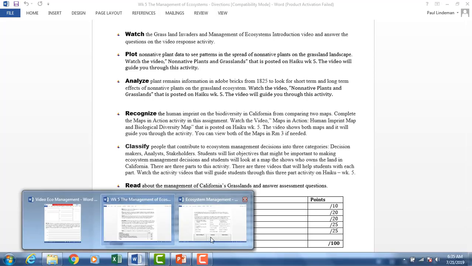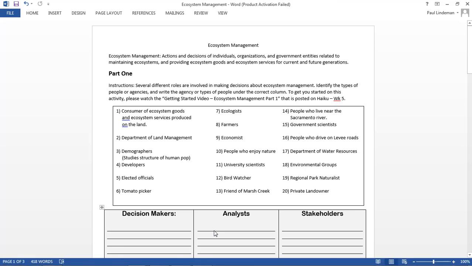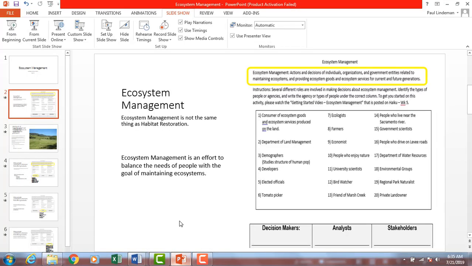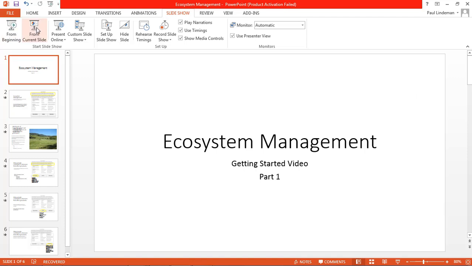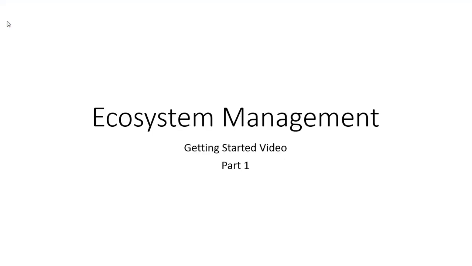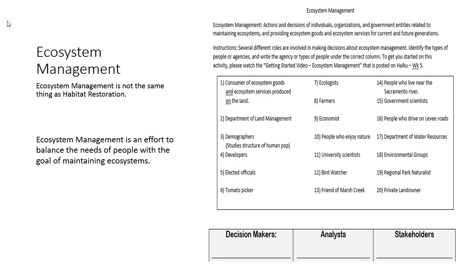So the activity looks like this: ecosystem management. Again, there'll be 3 parts, so we're looking at part 1 right now. Ecosystem management, part 1, getting started video. So we've learned about the grasslands in California. We've learned that these grasslands are changing, and they've changed in the past. So that comes to, well, how do we manage these? Do we want them to change, and why do they need to change?